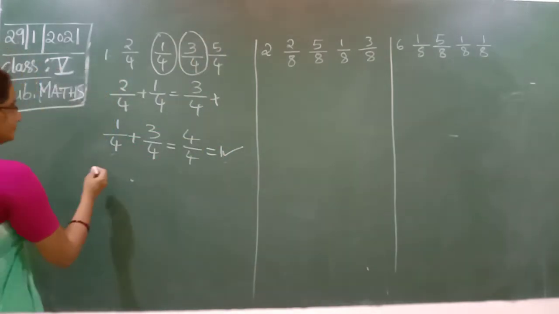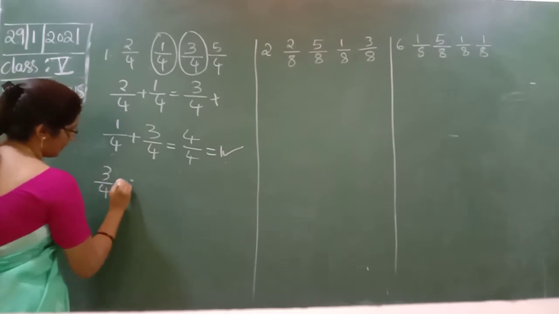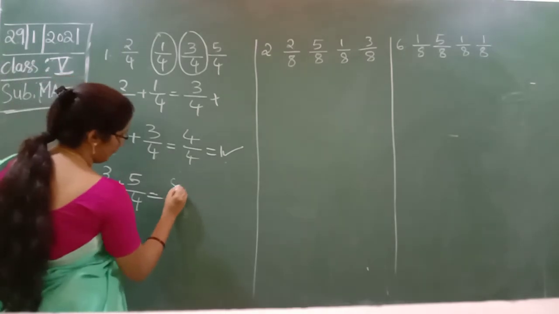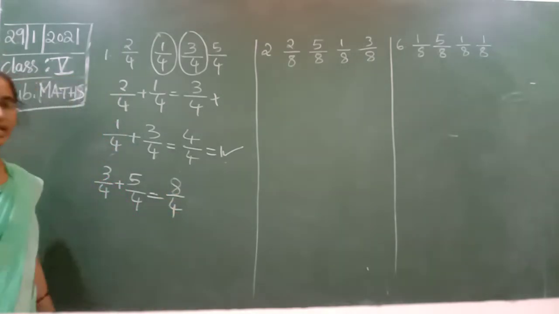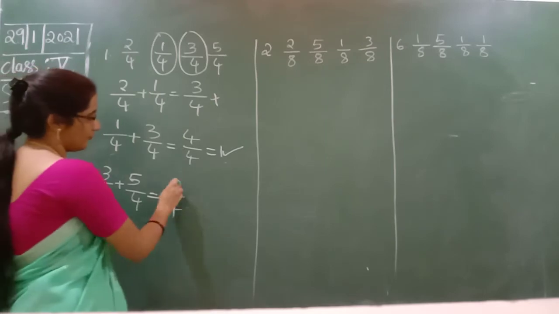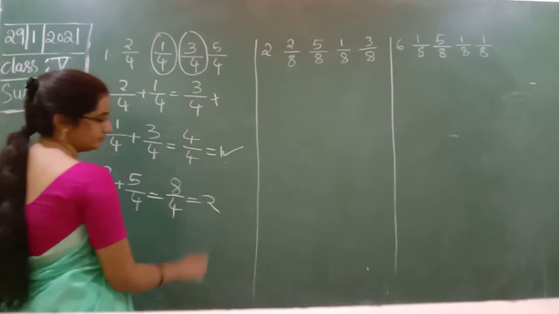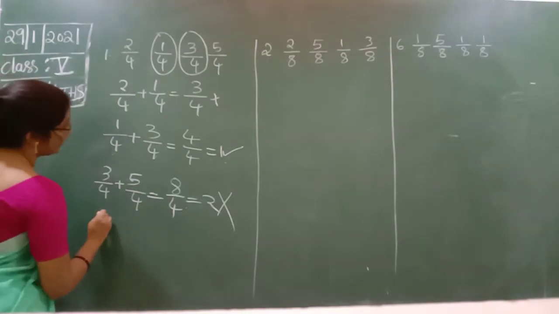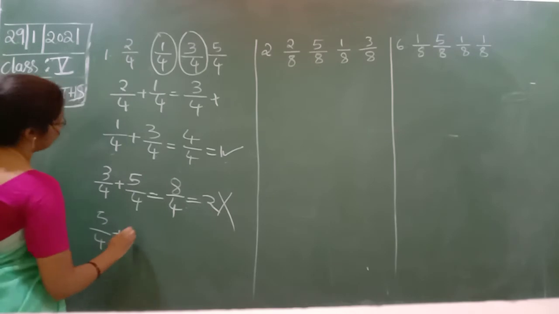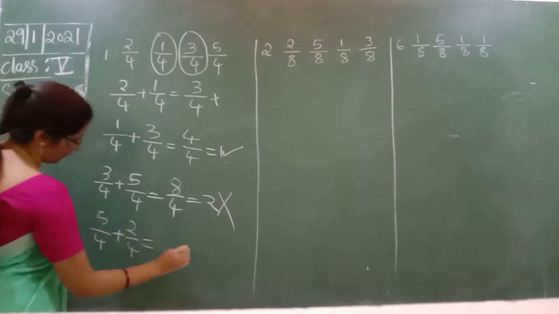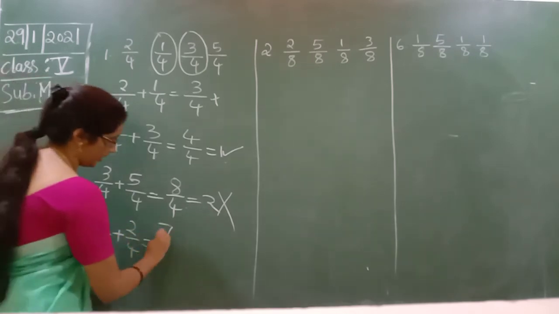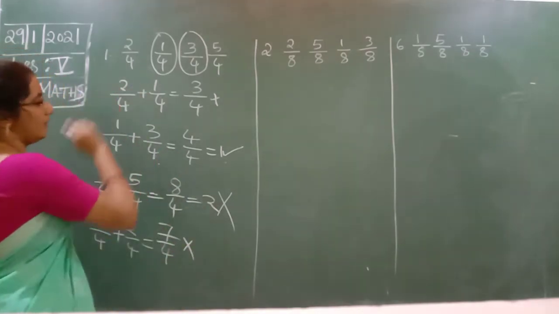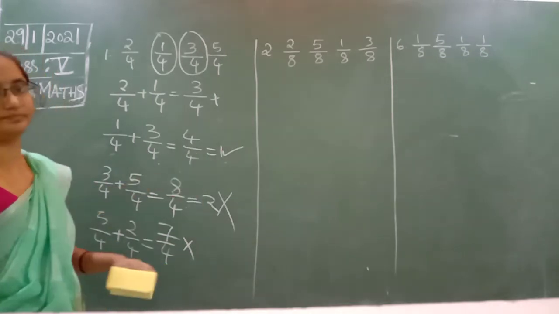We'll check another. 3 by 4 plus 5 by 4 equal to 8 by 4. What is 8 by 4? 4 ones are 4, 4 twos are 8, so the answer will be 2. It is not 1. So again, 5 by 4 plus 2 by 4. What is the answer? 7 by 4. This is also wrong. Only these two can make 1.